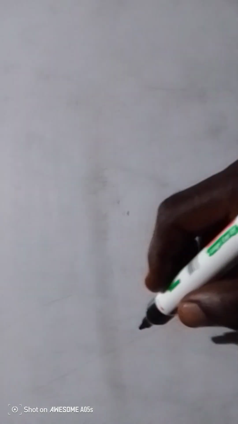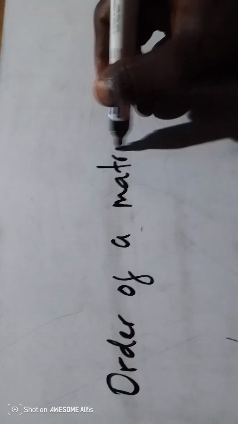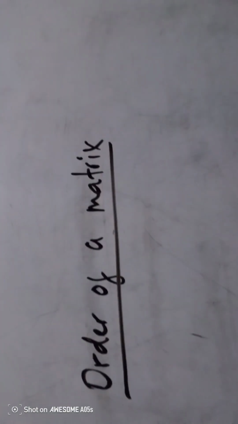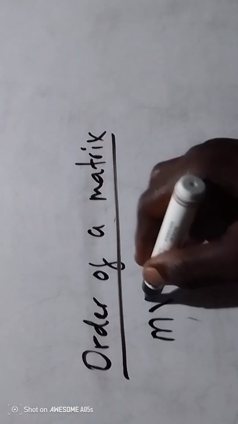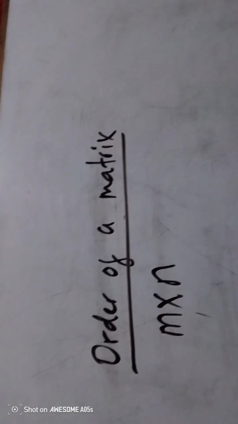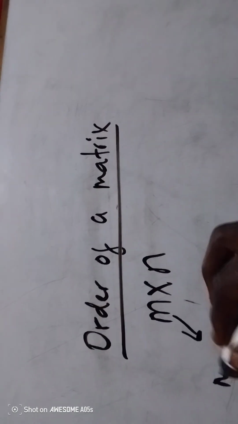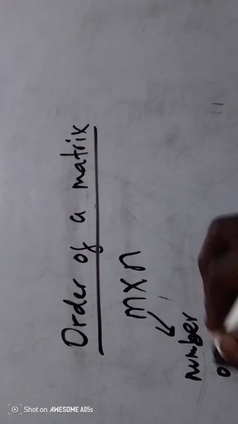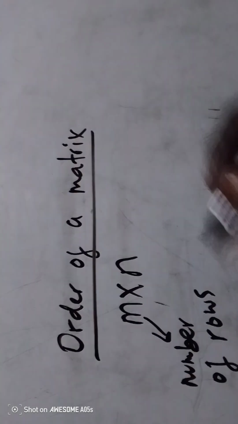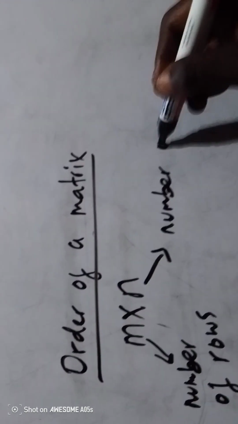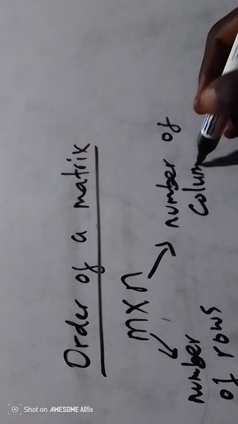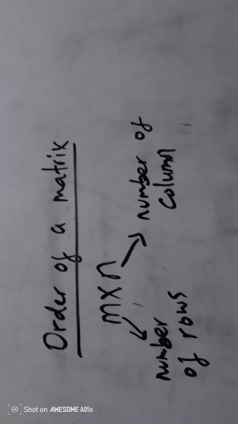Just a quick look at what we call the order of a matrix before we move on. The order of a matrix is written by number of rows by number of columns. So this is the number of rows, and then this one is the number of columns. So that is how you write the order of a matrix.